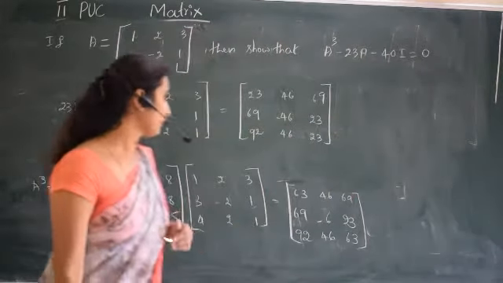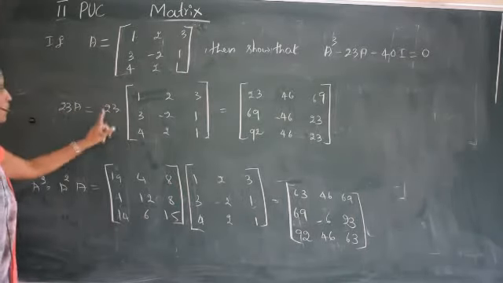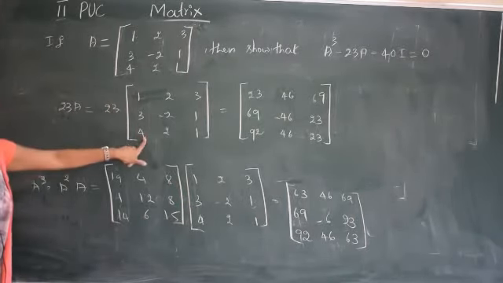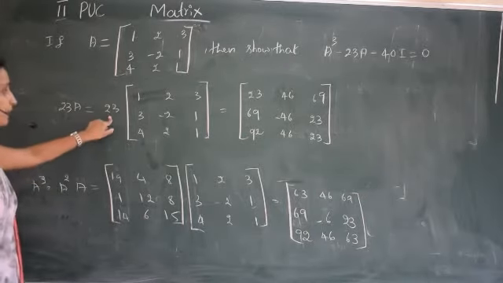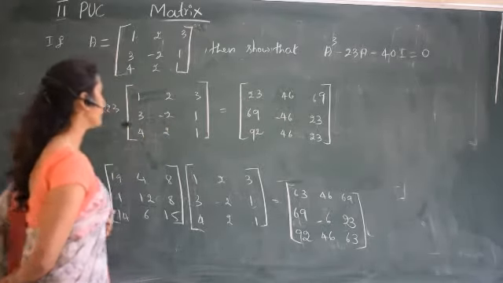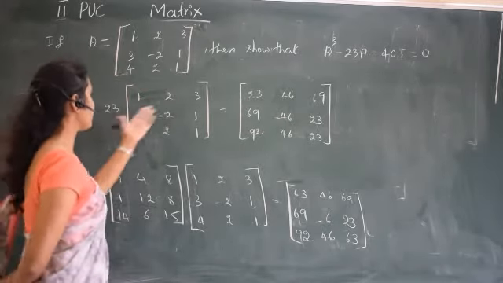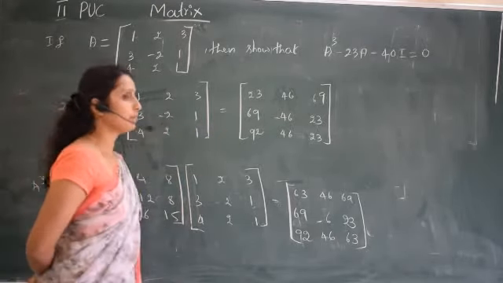Students, we have calculated 23 into A, 23 into the given matrix. It is a multiplication of a matrix by a scalar, which we have studied. So each entry is multiplied by 23. So 23 into 1 is 23, 23 into 2 is 46, 23 into 3 is 69. Each element is multiplied by 23.